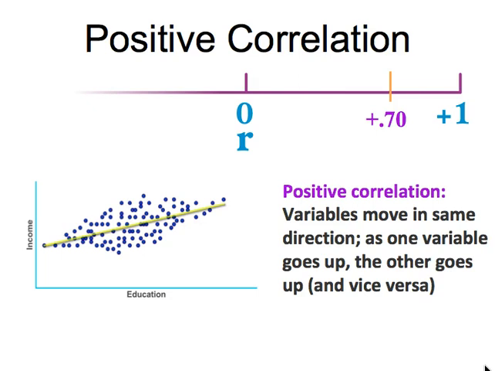The sign, positive or negative, of the correlation coefficient indicates the direction of the relationship. A positive correlation means that the variables move in the same direction. Put in another way, it means that as one variable increases, so does the other. And conversely, when one variable decreases, so does the other. For example, as level of education goes up, so does the amount of income, and vice versa.